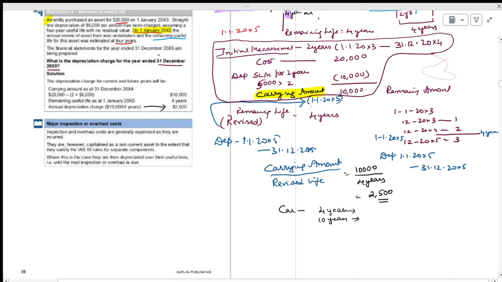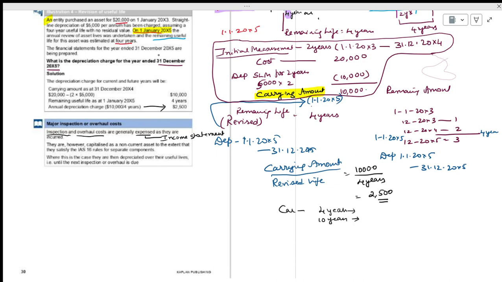Now what happens? You have the car. You don't want to sell. You want to continue it. But you have to change something, a major part, once in a time. Inspection. See, what are the things? Inspection and overhaul costs are generally expenses. When it is generally an expense, where will it be shown? It will be shown in the income statement. These are repairs and maintenance. Repairs and maintenance are expenses always.